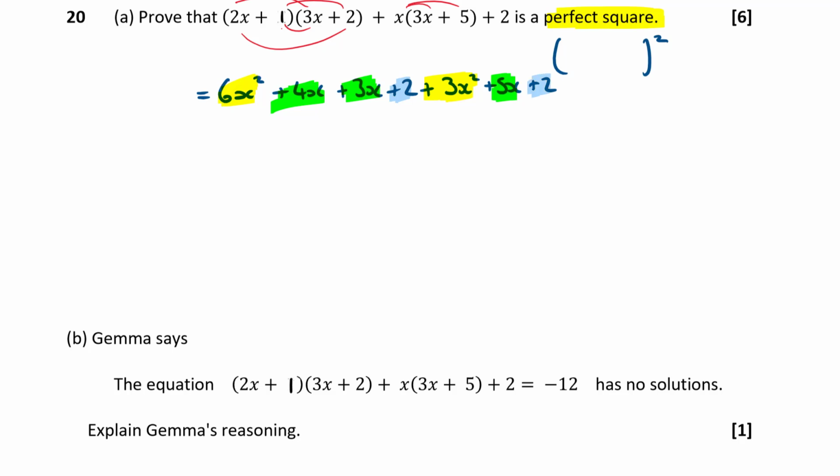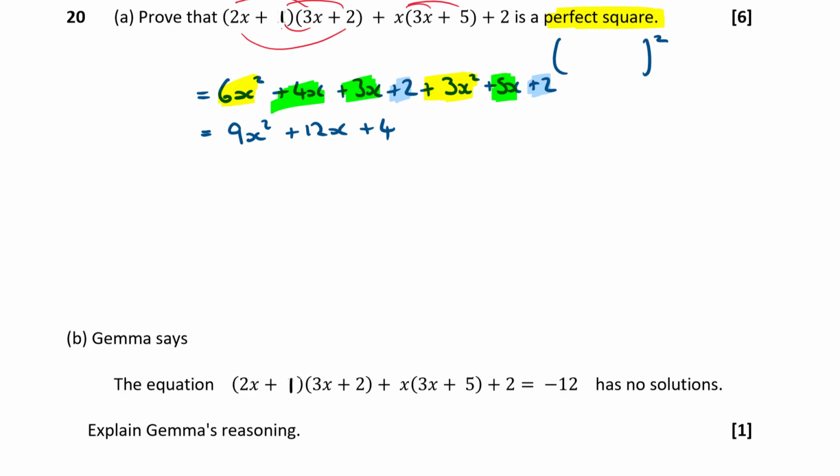So what we're going to do is collect all the like terms together, kind of group them all up. So I've got 6x squared and 3x squared. So 6 plus 3 is 9. So that's going to give me 9x squared. I've got 4x, 3x, and 5x. 4 plus 3 is 7, plus 5 is 12. So that's plus 12x. And 2 and 2 make 4, plus 4.